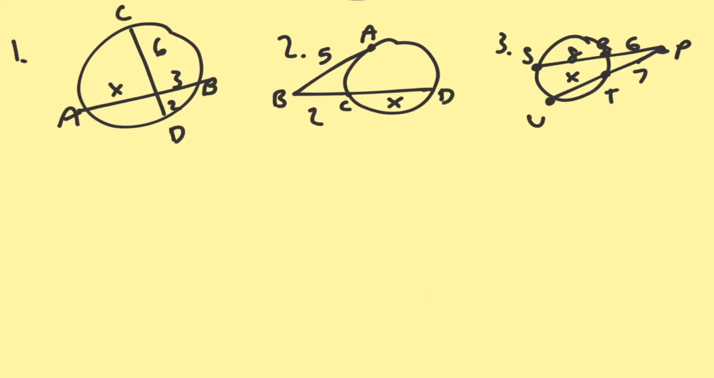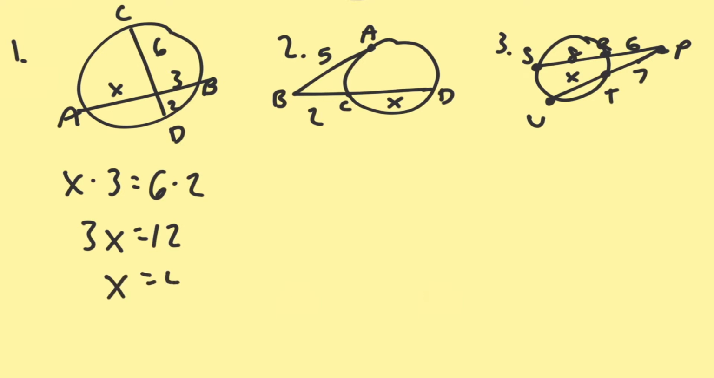In the first one, we have an intersection that's inside the circle, which means we can do x times 3 equals 6 times 2, and x equals 4. The next two, both chords intersect outside the circle, so we want to use the other formula, the outside times whole equals outside times whole.